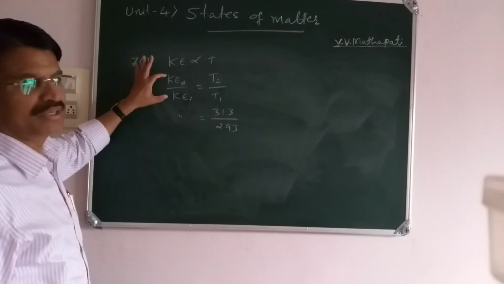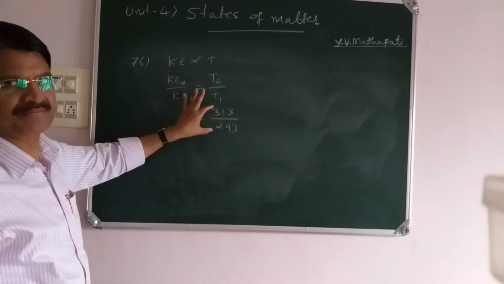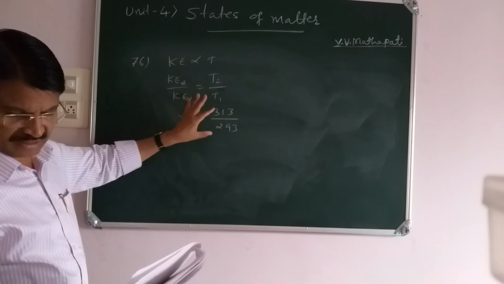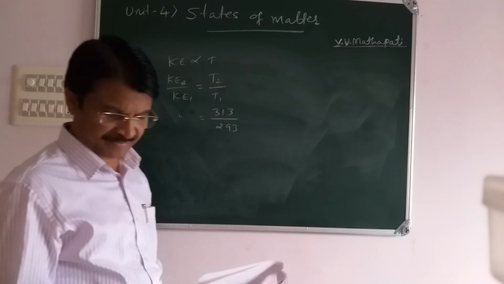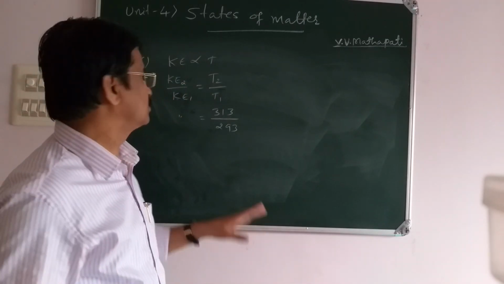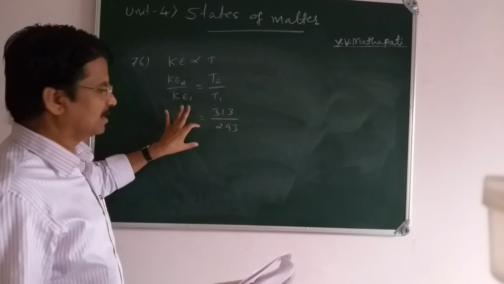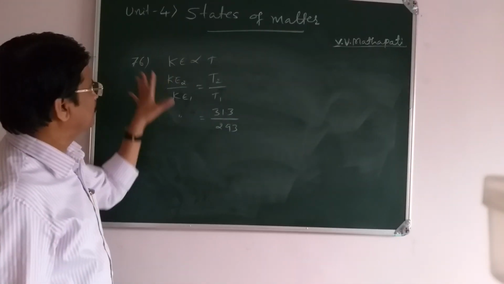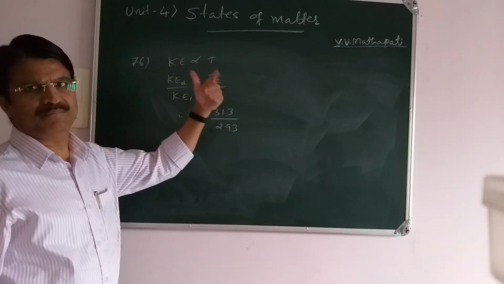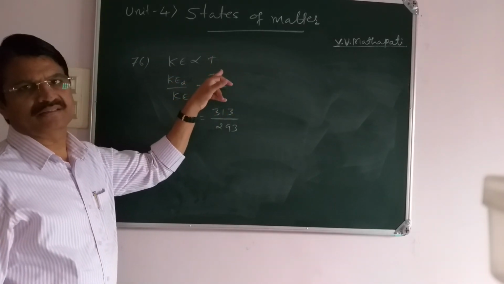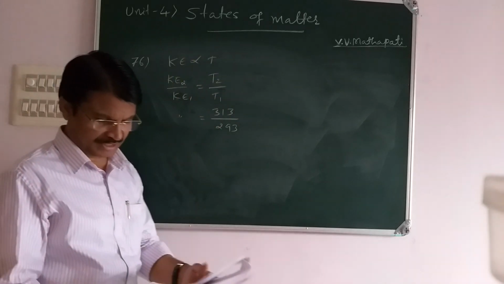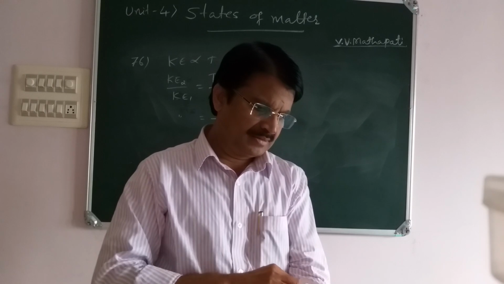They are asking this ratio KE2 by KE1. This is the answer, because in the options they give 313 by 293, root of 313 by 293, and so on. So the answer is the first, 313 by 293. If 2 temperatures are there, apply the same method, KE equal to 3 by 2 nRT formula, and 3 by 2 nR is common for both. Hence again you get the same type. Okay. Next one.